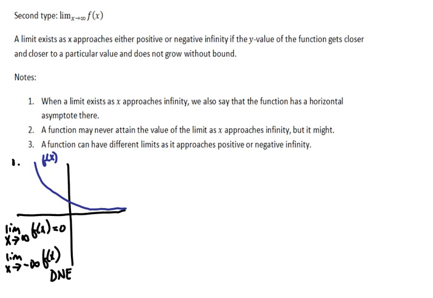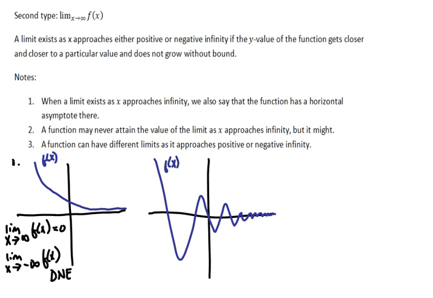All right, the second example is that a function may never attain the value of the limit as x approaches infinity, but it might. So here's one example. In this case, the function crosses the x-axis an infinite number of times on its way out to positive infinity. However, we would still say that the limit as x approaches positive infinity of f of x is still 0 here. Now I've used 0 in both of these two examples, but obviously the limit doesn't have to be 0. The limit could be something else.